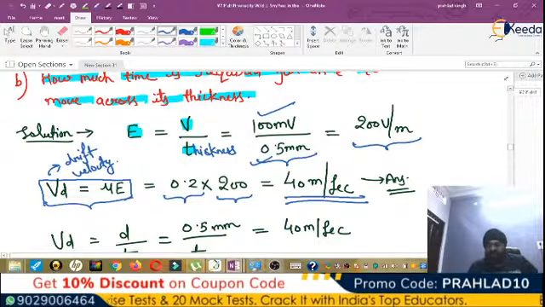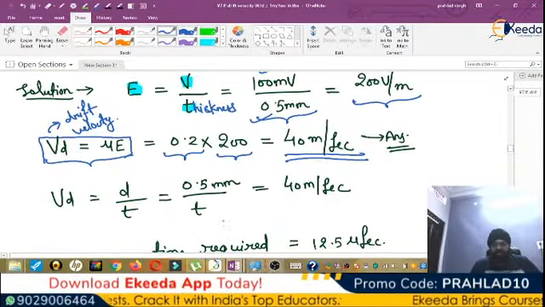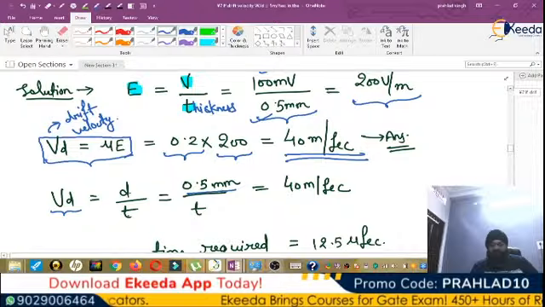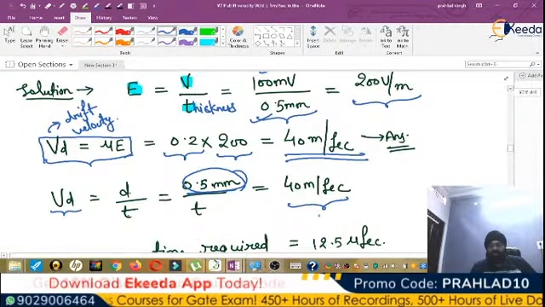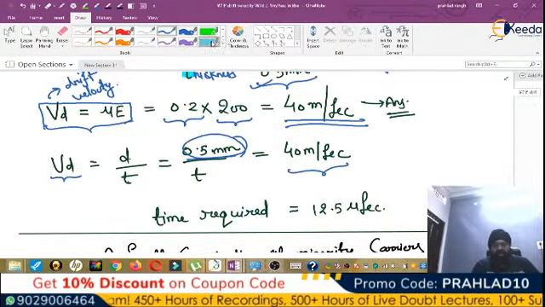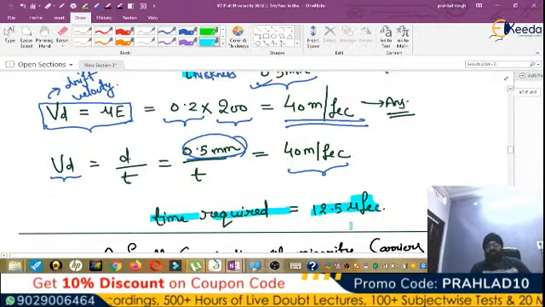This is drift velocity, and we want to calculate the time required. So drift velocity is distance upon time. So 0.5 millimeter, which is the thickness, divided by time, and the velocity is 40 meter per second. Then the time required is 12.5 microsecond.